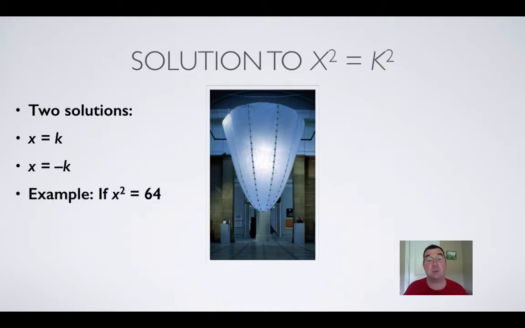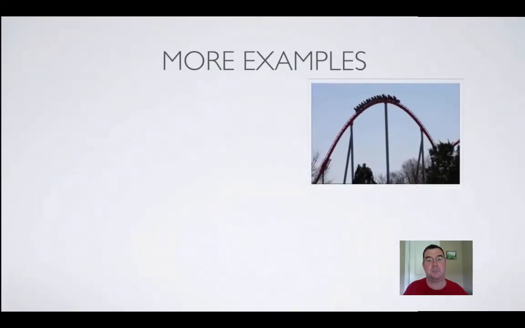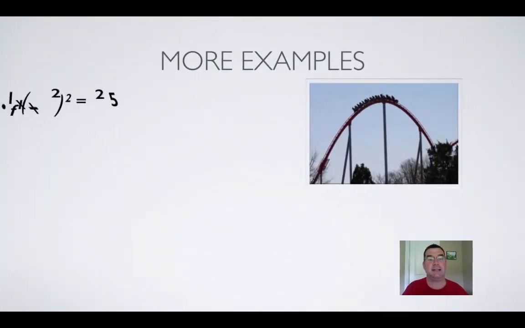For example, if x squared is 64, then I know that x can be one of two things. X can either be 8 or x can be negative 8. Okay. Some more examples, just a little bit more complicated.